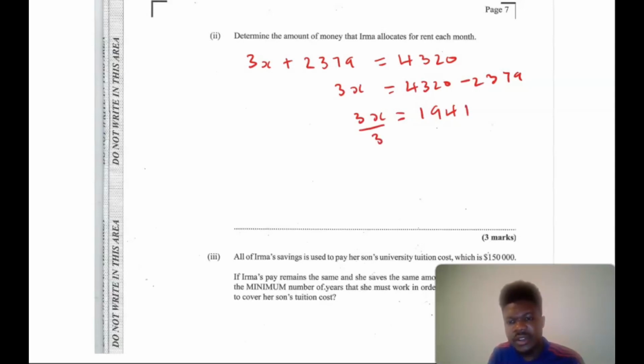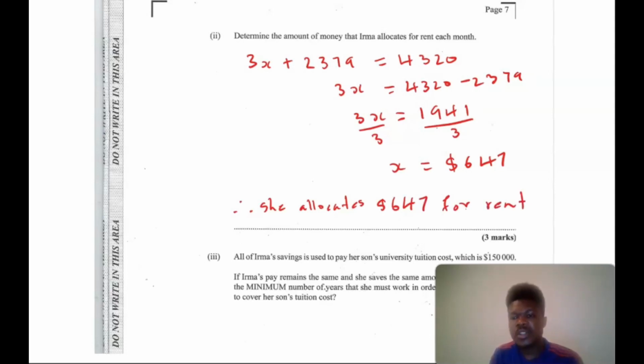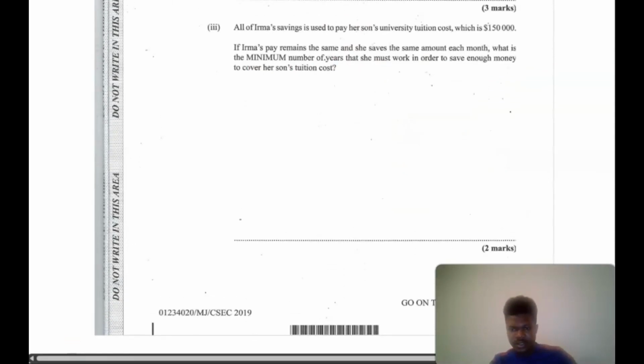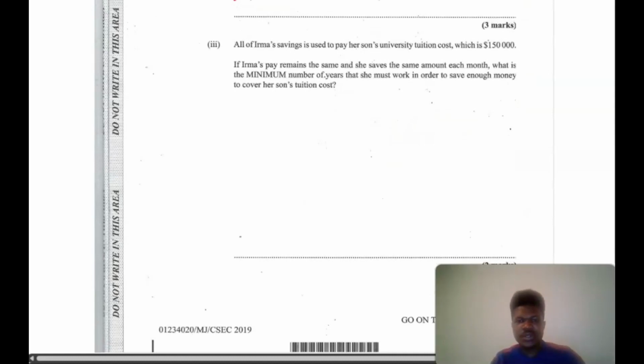And we divide it by 3. So now x equals 1,941 divided by 3, $647. And since she allocates X dollars towards rent, therefore she allocates $647 for rent. And there we go. So now for the next video, the next part. This is the final part for this question.